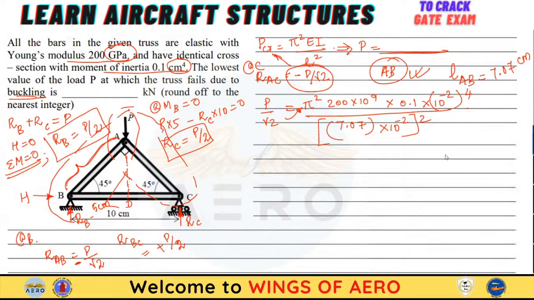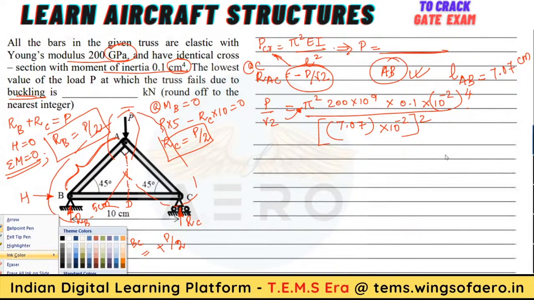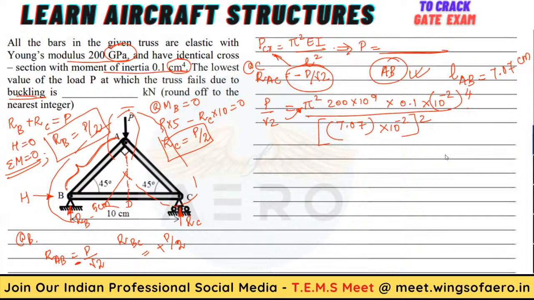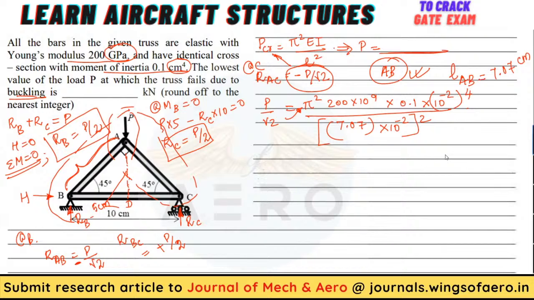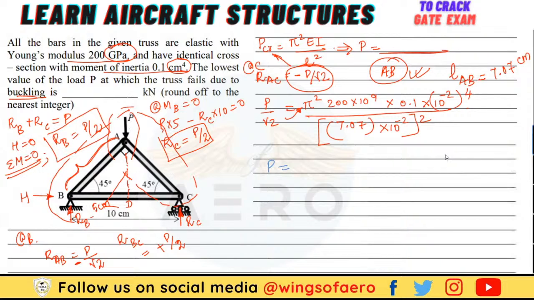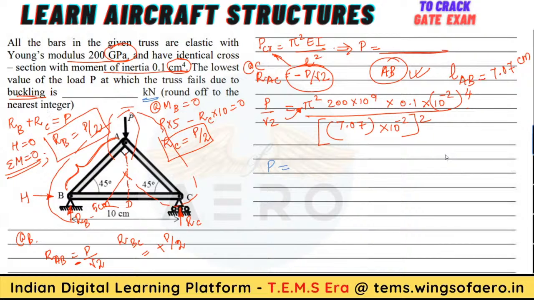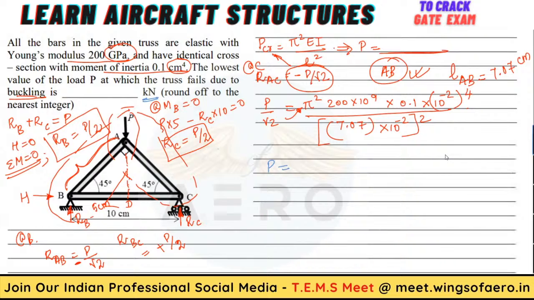So understand, whenever you are applying some conditions, try to understand what they have mentioned, whether they have mentioned it's a column or anything else. Right? So solve this and find out. See what they have asked: round off to nearest integers, in kilonewton. So you have to type accordingly. So solve this problem and tell me the answer.